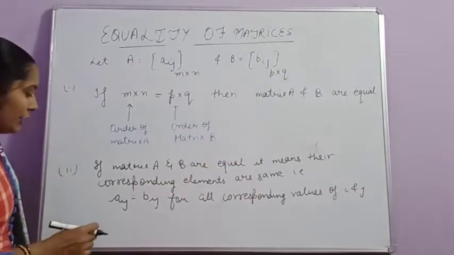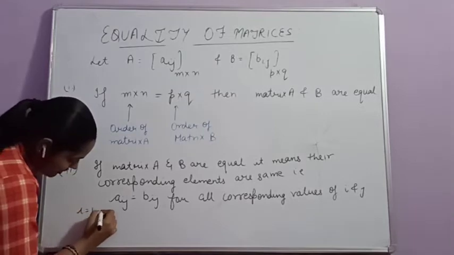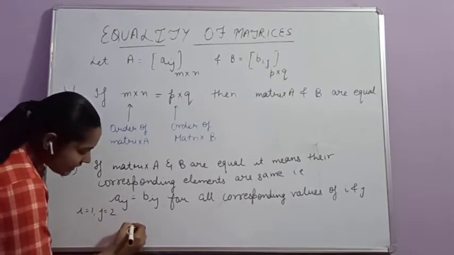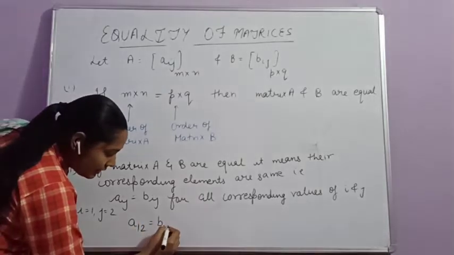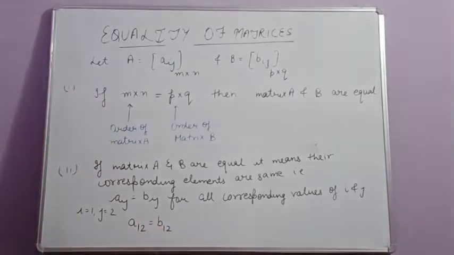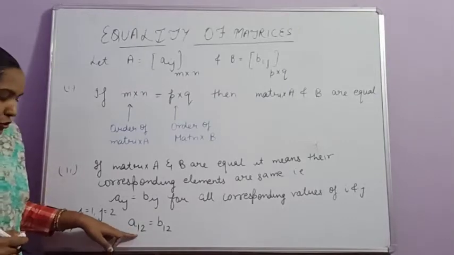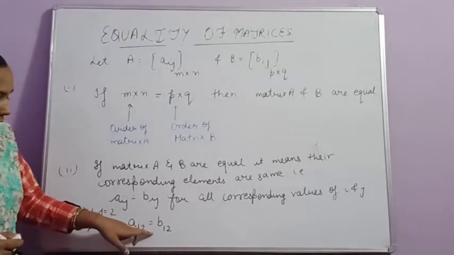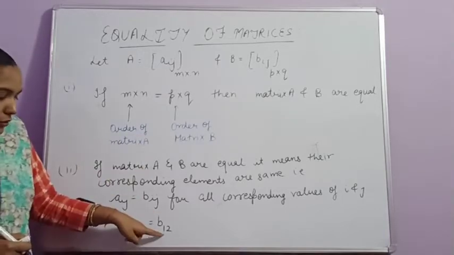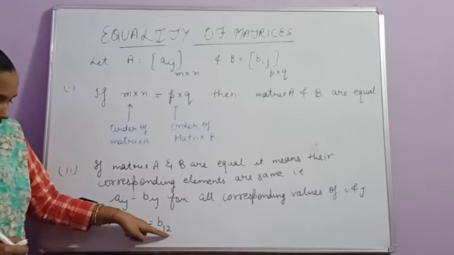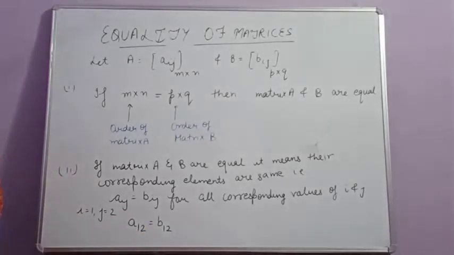For example, if we take value of I is equal to 1 and J is equal to 2, that means A12 is equal to B12. It means in matrix A, element of first row second column will be equal to element of matrix B of first row second column. Clear? That means corresponding elements are equal.